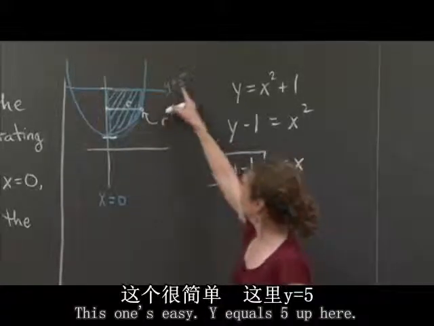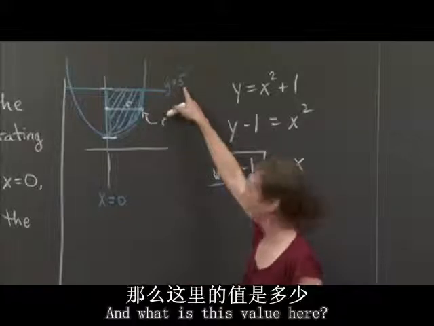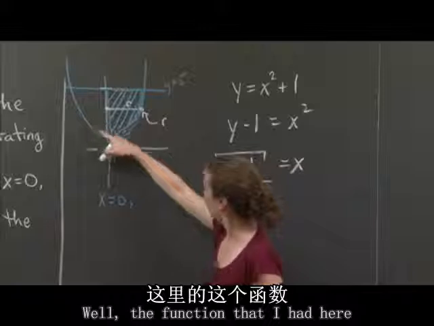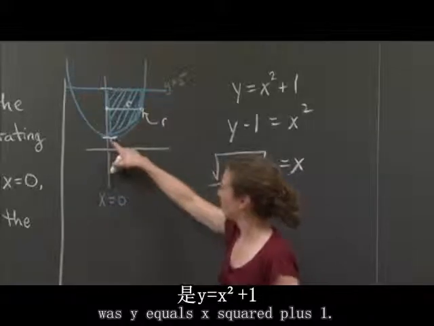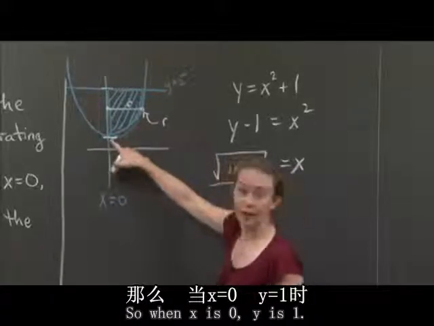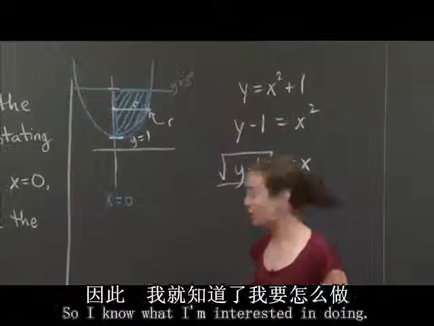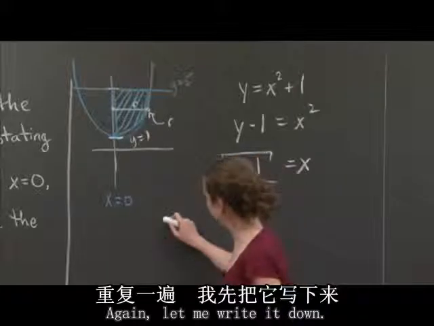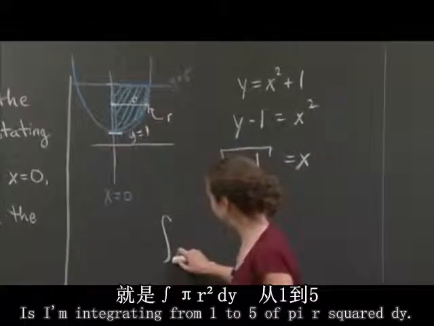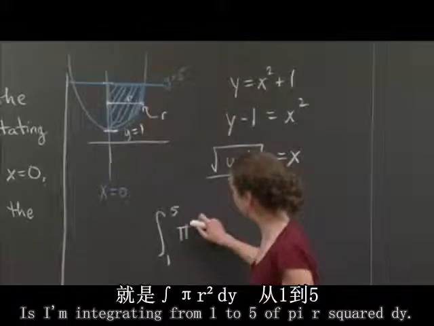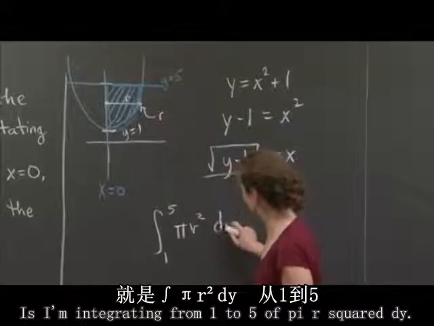Now this one's easy: y equals 5 up here. And what is this value here? Well, the function was y equals x squared plus 1, so when x is 0, y is 1. So this is the value where y equals 1. So what I'm interested in doing, let me write it down, is integrating from 1 to 5 of pi r squared dy.